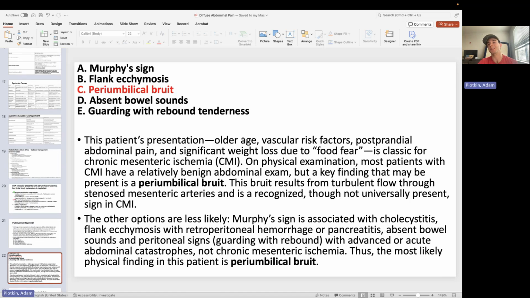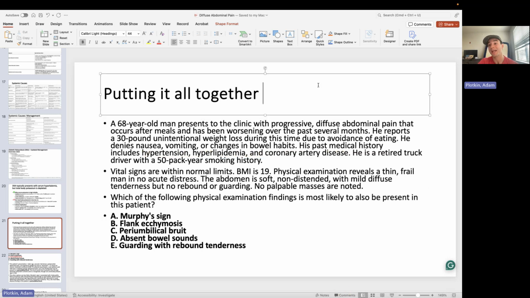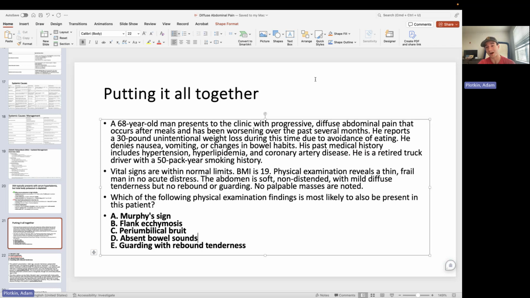So this patient has classic chronic mesenteric ischemia, right? If we go back, he's an older male. He's got a history of being a truck driver with a huge smoking history. He's got hypertension. He's got hyperlipidemia. He's got coronary artery disease. He definitely has atherosclerosis, as we know, right? And he probably has atherosclerosis of 2 out of his 3, at least, mesenteric vessels like the SMA, IMA, and celiac. We can see his BMI is low, right?